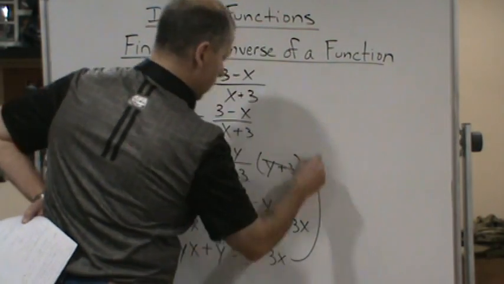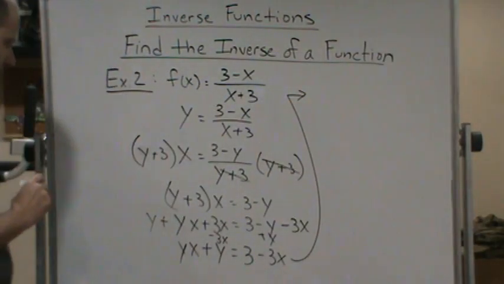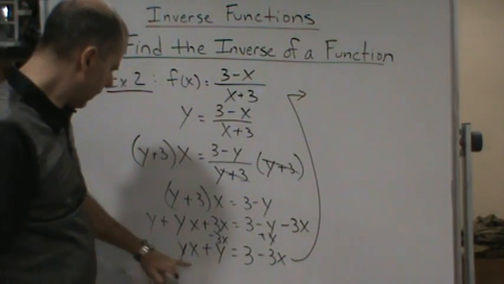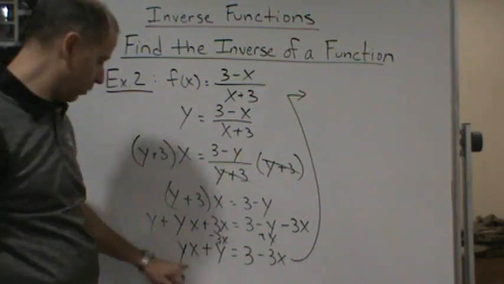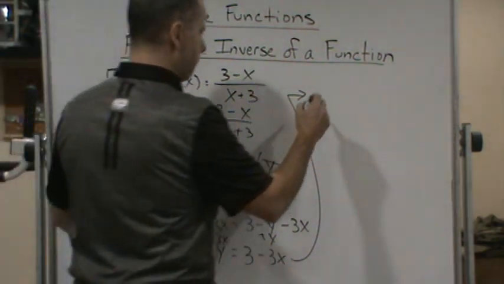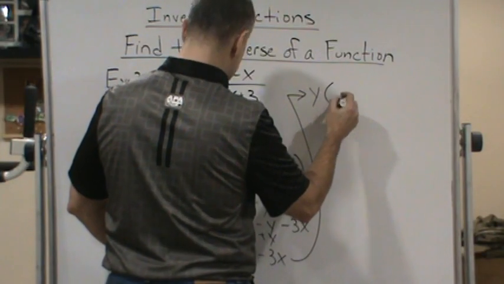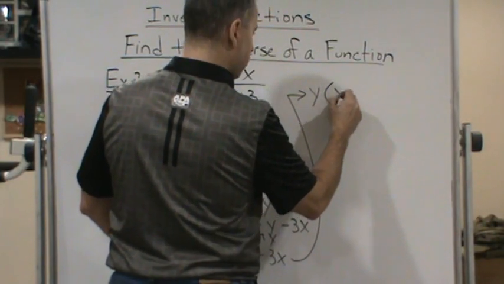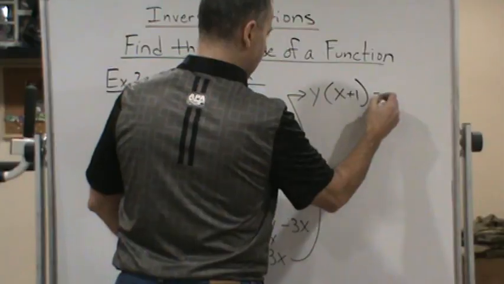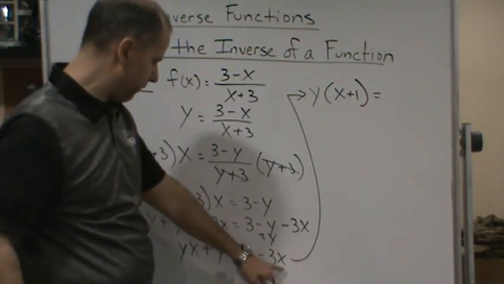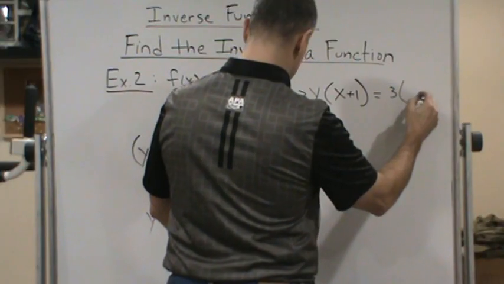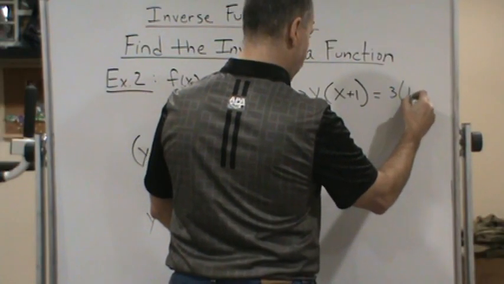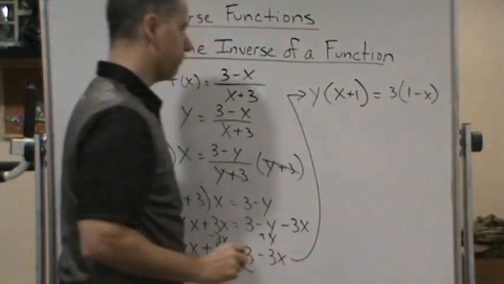Okay, so now let's go up to here. I've got a common factor of y. That's what I want, I'm trying to isolate the y. So I'm going to factor out the y. That's going to give me y times (x plus 1) is equal to, now I'm going to factor out the 3 here, and then I'm going to get 3 times (1 minus x).